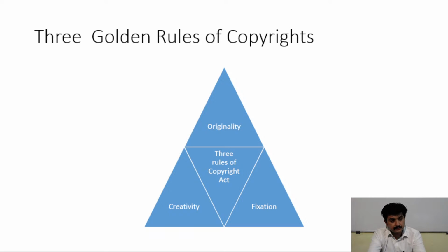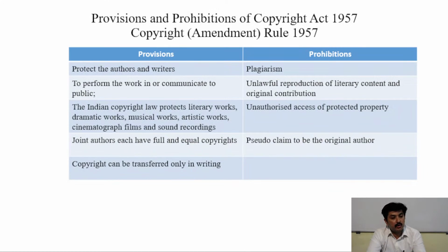So when I go to my next slide, it talks about what are the major provisions and what are the major prohibitions of the Copyrights Act. The first provision is it protects the rights of original authors and writers, which I have already explained. On the contrary, it prevents plagiarism. It prevents unlawful, unauthorized access to the existing literature, which is somebody else's work, which is somebody else's intellectual property. The next provision that the Copyrights Act focuses on is to perform work in public space or to communicate some information for the benefit of the public. This can be for the purpose of information exchange or knowledge exchange.